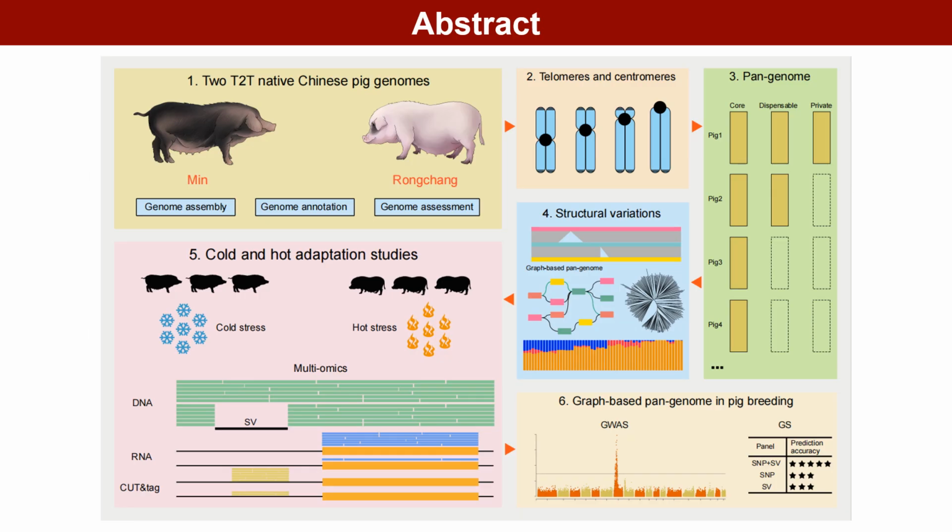Our study is divided into 6 main parts: 1. Genome assembly, annotation, and evaluation; 2. Telomere and centromere identification; 3. Pan-genome analysis; 4. Structural variation identification and graph-based pan-genome construction; 5. Heat and cold adaptation analysis in Min and Rongchang pigs; 6. Application of graph-based pan-genome in pig breeding.